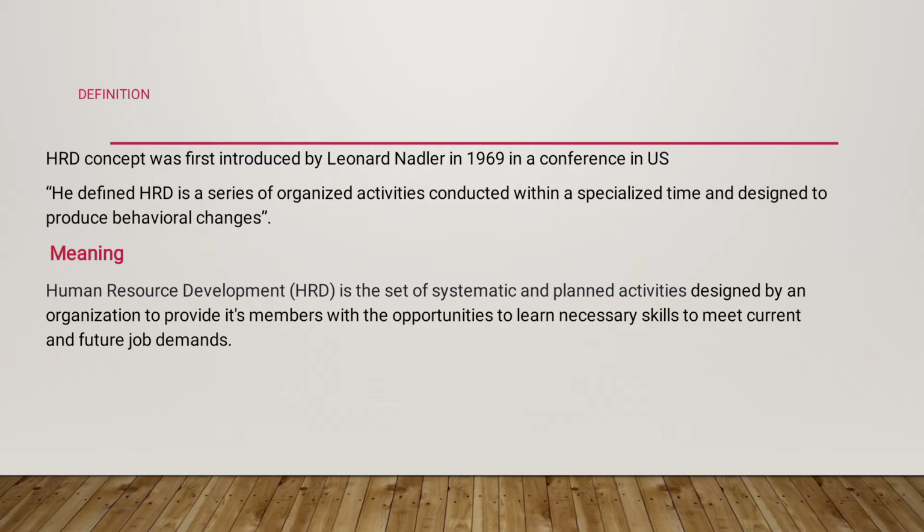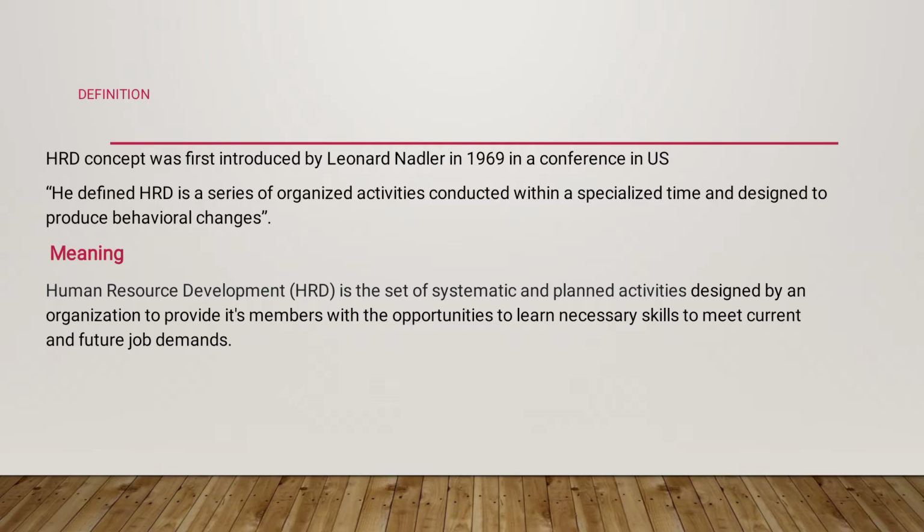Okay, now let's see the meaning of human resource development. It is a set of systematic and planned activities designed by an organization to provide its members with the opportunity to learn necessary skills to meet current and future job demands. So it is a set of systematic and planned activities. I have told you before what is systematic. So it is a systematic and planned activity.